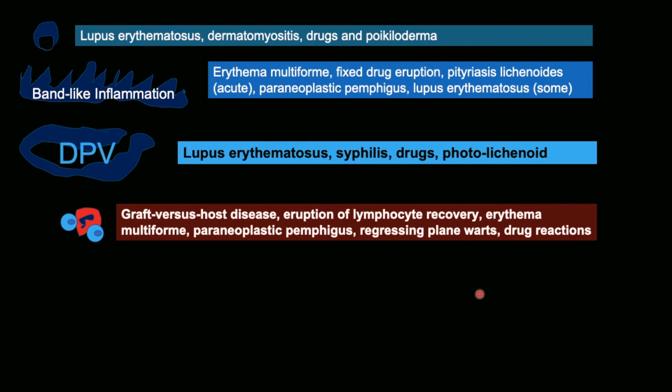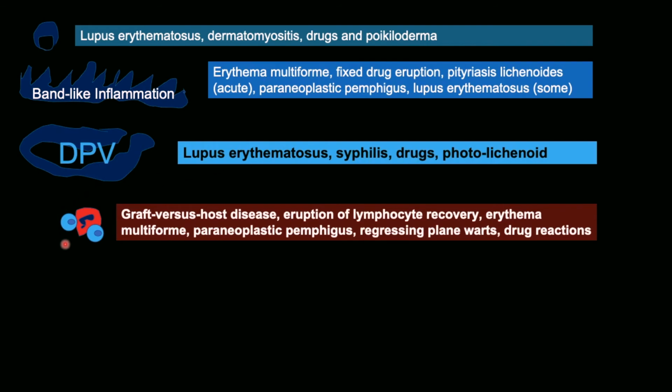So just before we end, the memory tool for you to remember: when there is a vascular change in the base or above the base, always think of lupus, dermatomyositis, drug, and poikiloderma. The band-like inflammation we see in erythema multiforme, fixed drug eruption, pityriasis lichenoides, paraneoplastic pemphigus, lupus erythematosus. The deep perivascular inflammation we see more commonly in lupus, syphilis, drugs, and photolichenoid.